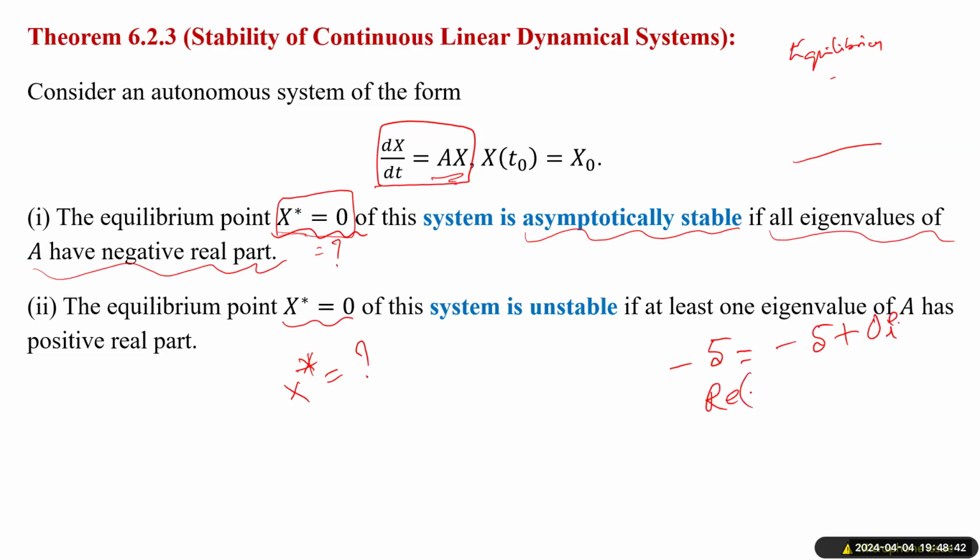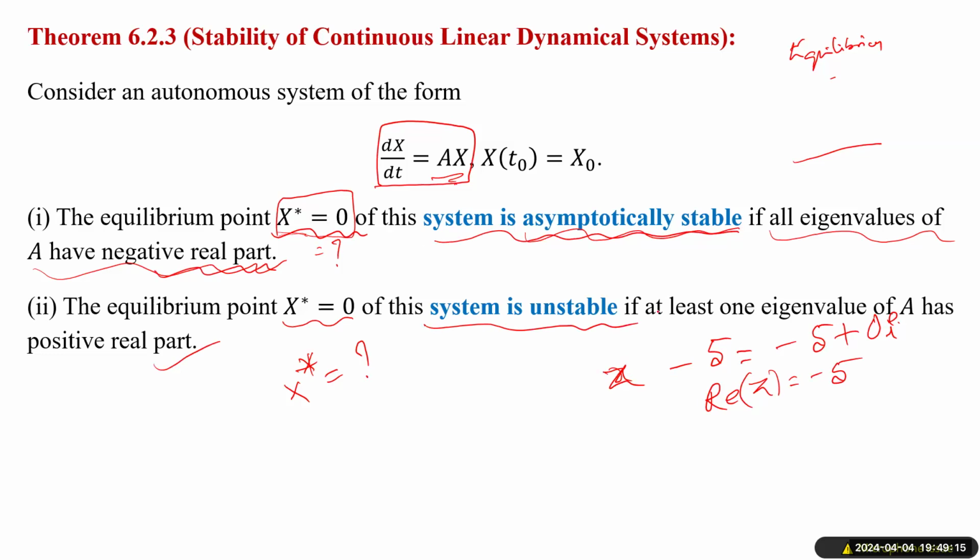The real part of this complex number, let us say z, is equal to -5. So if all eigenvalues have a negative real part, then the system is asymptotically stable. Otherwise, if one of the eigenvalues has a positive real part, at least one positive, then the system is unstable.